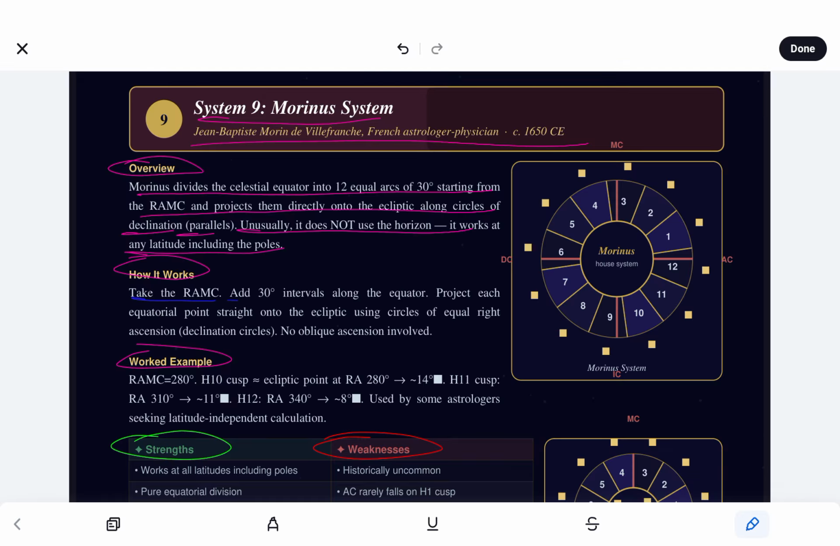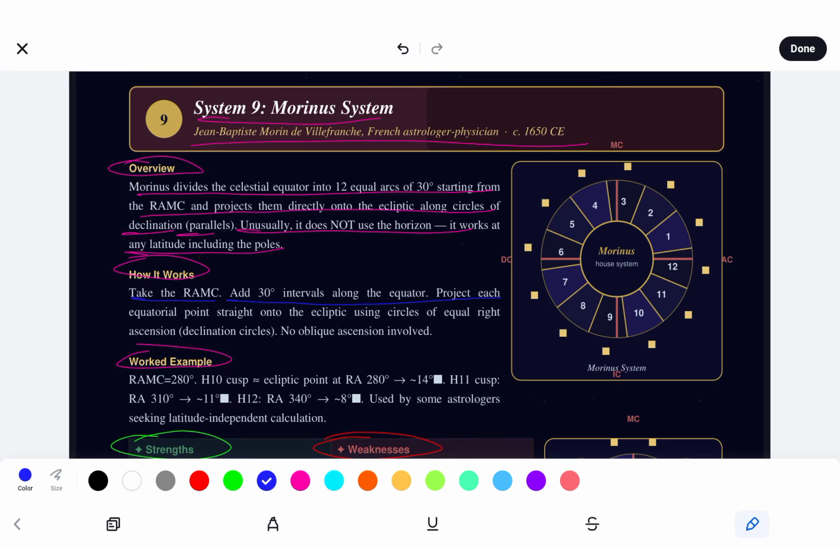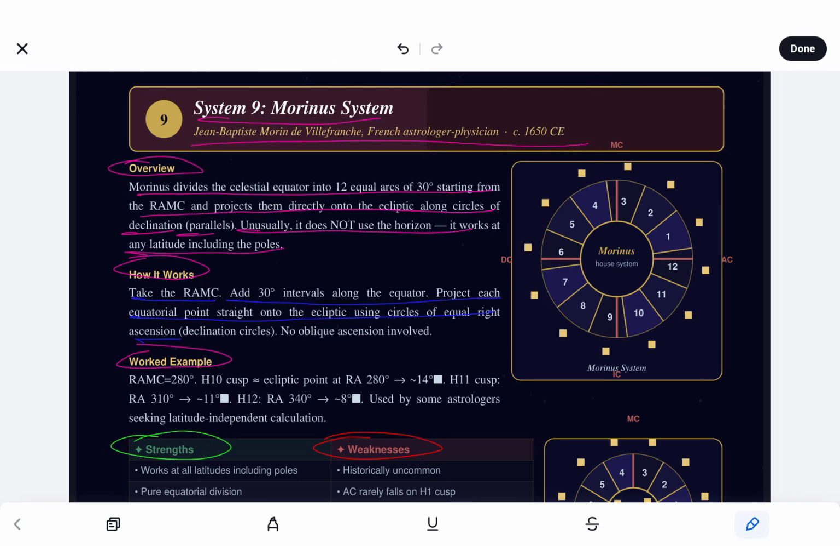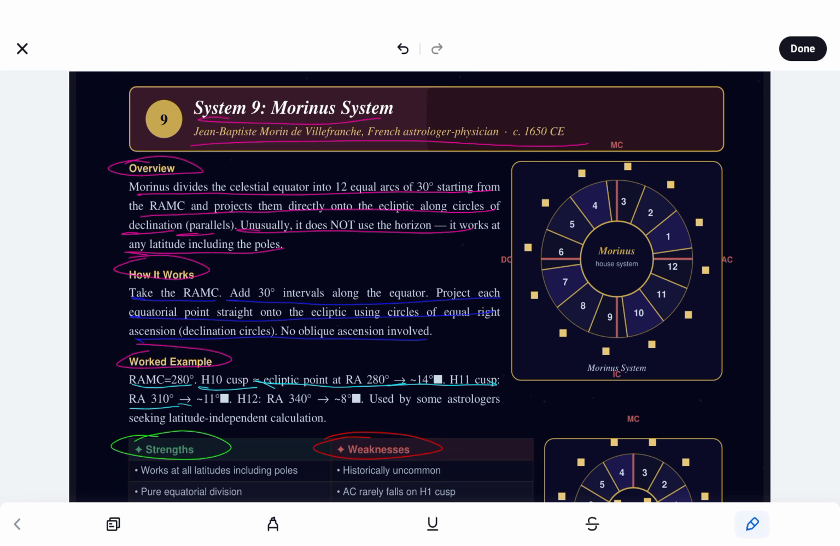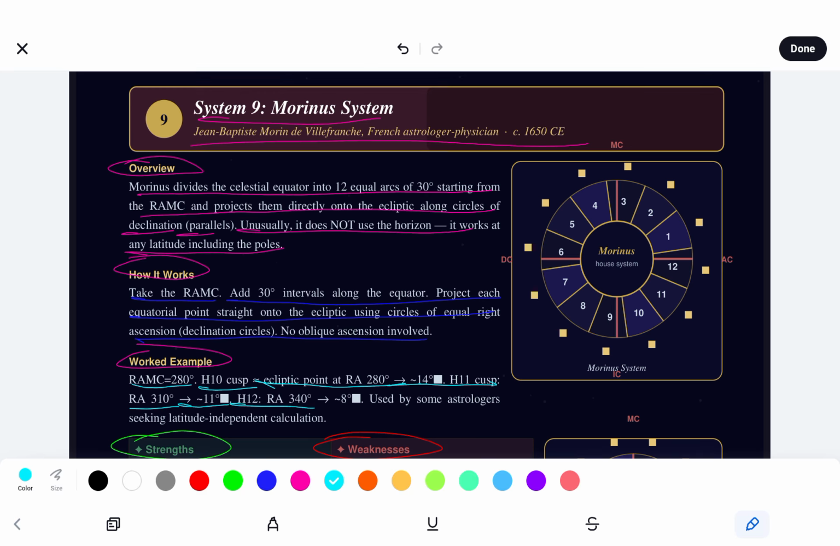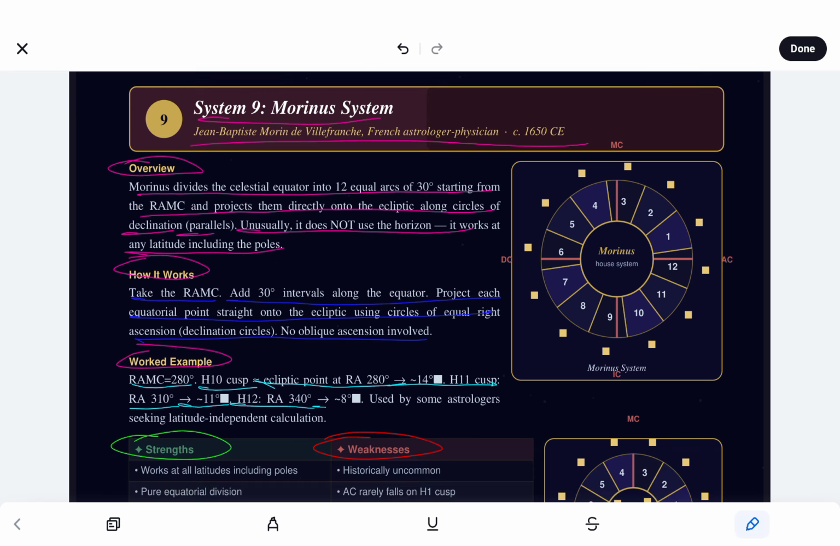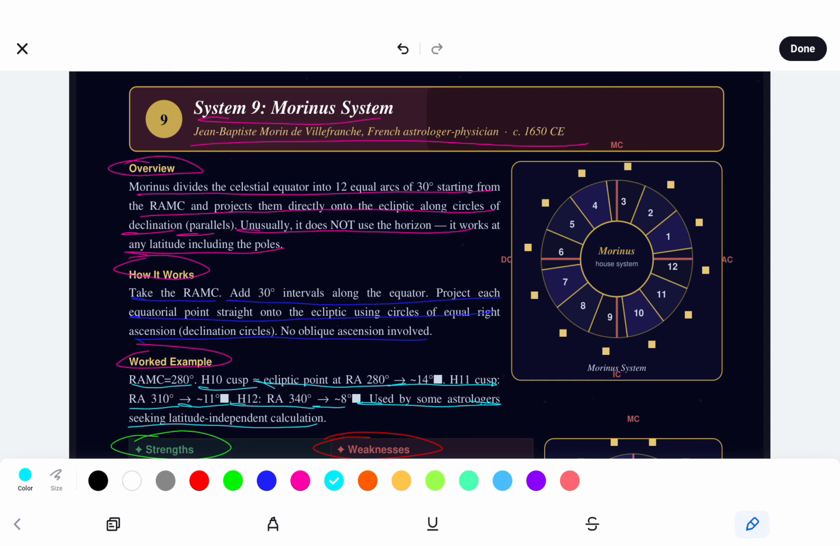Take the RAMC at 30 degree intervals along the equator. Project each equatorial point straight onto the ecliptic using circles of equal right ascension, declination circles, no oblique ascension involved. RAMC equals 280 degrees, for example, so 10th house cusp equals the ecliptic point at RA 280 degrees, 14 degrees. The 11th house cusp, RA 310 degrees, 11 degrees. 12th house, RA 340 degrees, 8 degrees, used by some astrologers seeking latitude-independent calculation.